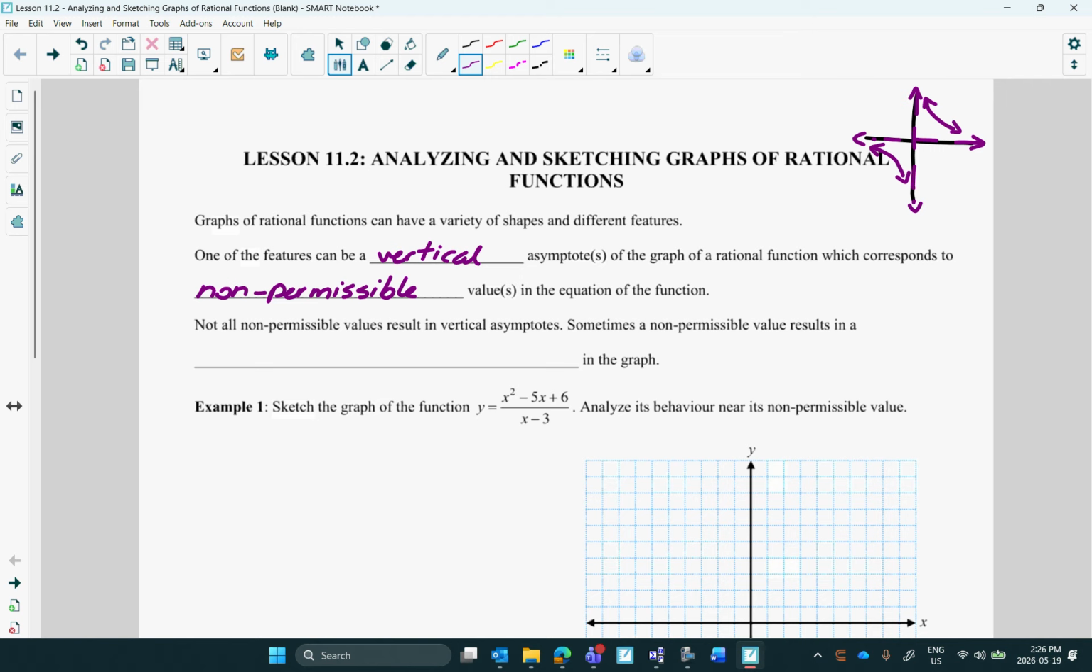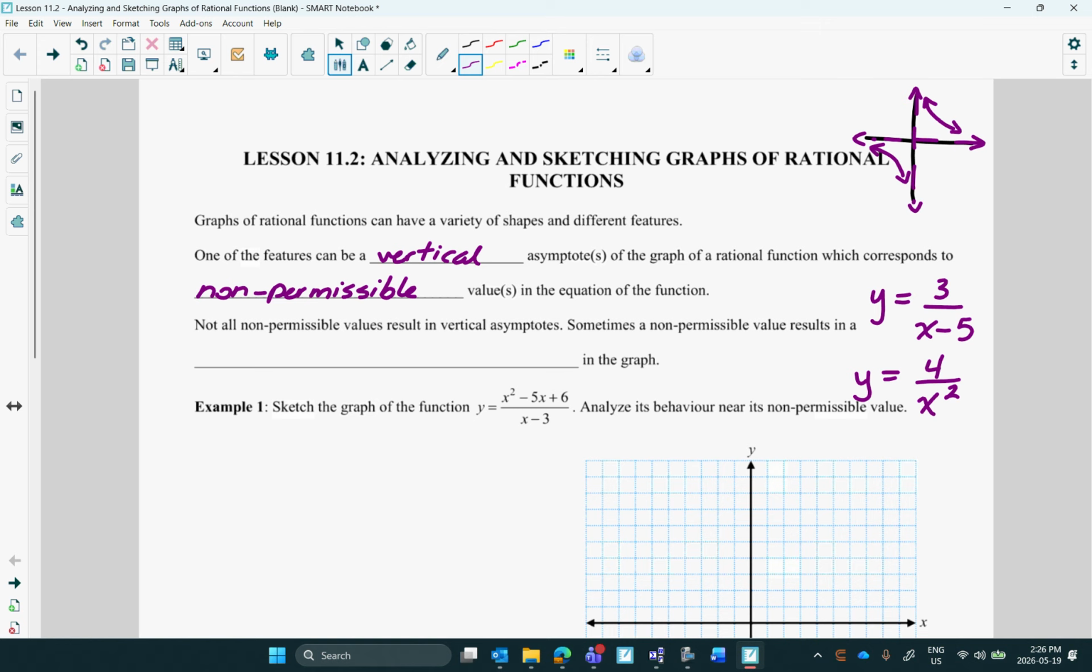So like if I said, what's the vertical asymptote? x equals 5. That's it. Don't overthink it. What value of x will make the denominator 0? 0 here, because 0 squared is still 0.